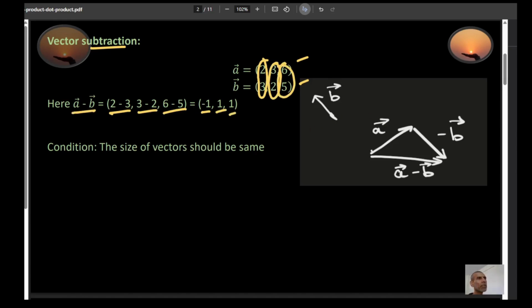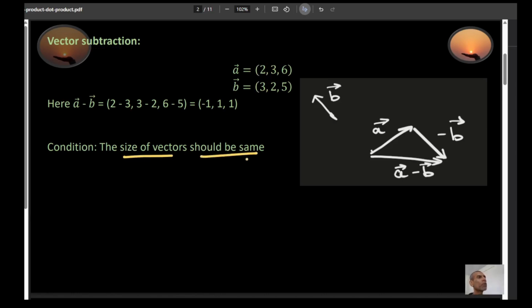So suppose this is your vector A with this direction right here. And suppose this is your vector B right here. So your minus B will be in the opposite direction, something like this. This is going to be your minus B. So I'm just taking this vector A and connecting it with this vector minus B like this, and this is going to give you your vector A minus B. So this is a visual representation if it helps you understand. Now, the condition is the same. The sizes of vectors should be the same in order for subtraction to work.